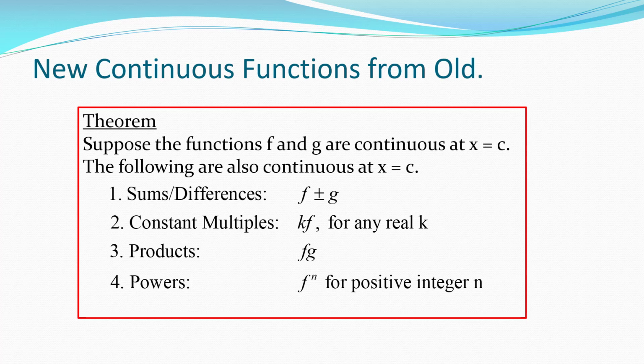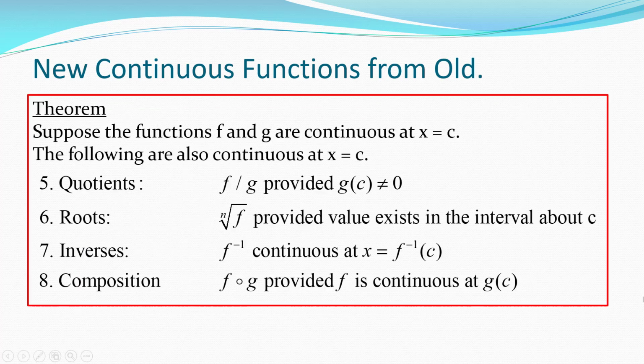If you add or subtract continuous functions, it's continuous. If you take a constant multiple, for any constant at all, of a continuous function, it's continuous at that value c. If you take a product of continuous functions, it's continuous. If you take an integer positive power of a continuous function, it's still continuous at that number.